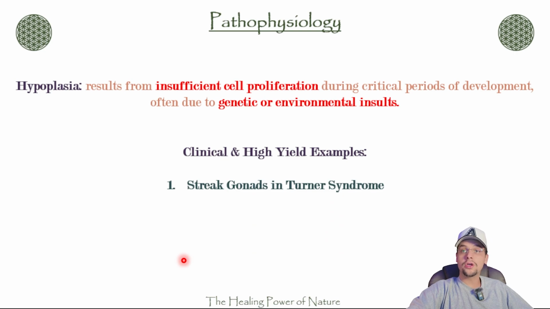So, number one, streak gonads and Turner syndrome. What is this? Causes loss of one X chromosome, specifically the 45X karyotype, leads to improper ovarian development. Without two X chromosomes, ovarian follicles cannot develop, leaving the ovaries as non-functional fibrous streaks.